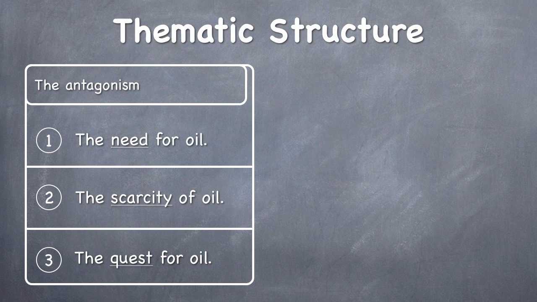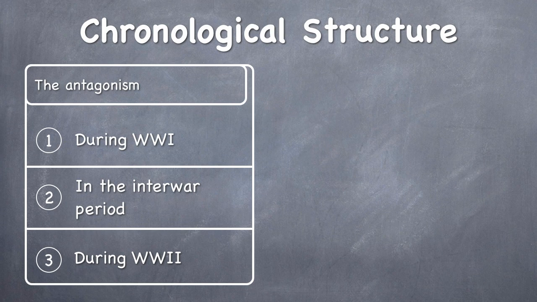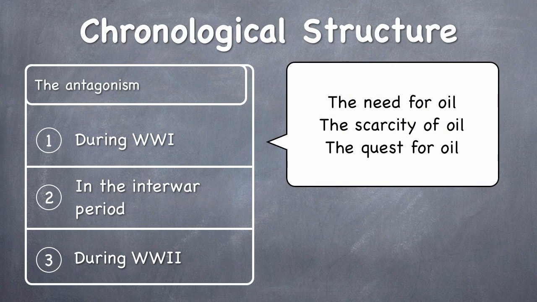Let's go back quickly to our thematic structure just to see what it looks like again. We have three sections: the need for oil, the scarcity of oil, and the quest for oil. Now, you can use the structure within each main section of your paper. So we're back to our chronological structure. The antagonism is our subject. Again, we have three main sections: World War I, interwar period, World War II. And now within the first section, we're going to have three subsections: the need for oil, the scarcity of oil, and the quest for oil. You see, so we're using the thematic structure within each main section of our chronological structure. See how this works? And we're simply going to repeat the process in every section.